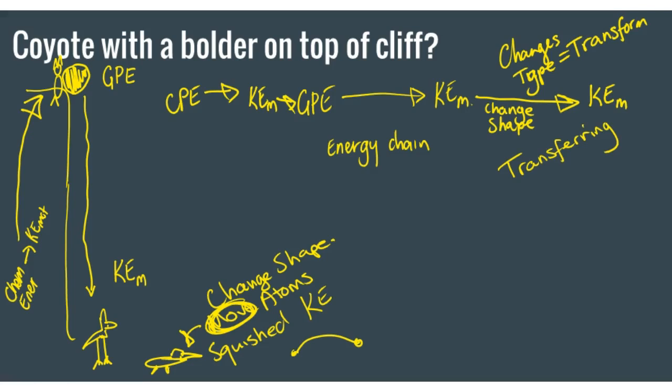Does all of that energy go into Roadrunner when it hits? Or does some of it go somewhere else? Does all of it go into rearranging him and squishing him? Or do you see energy in other forms in that situation as well?